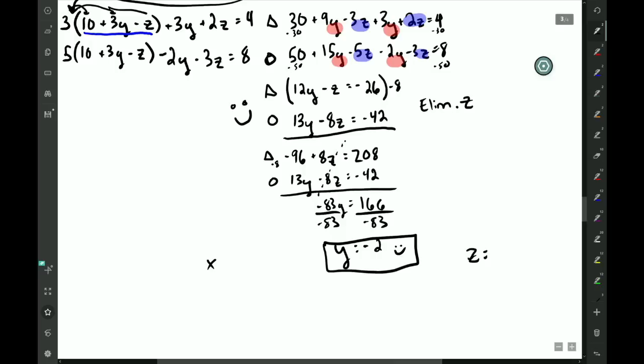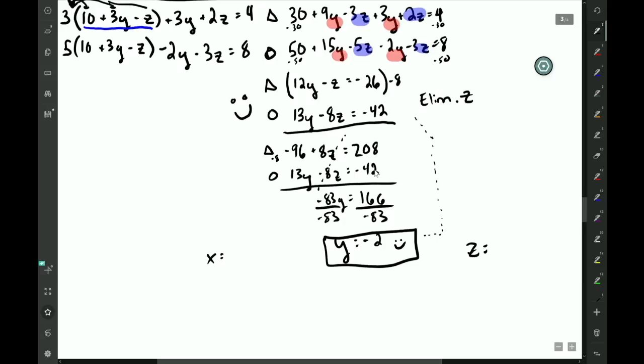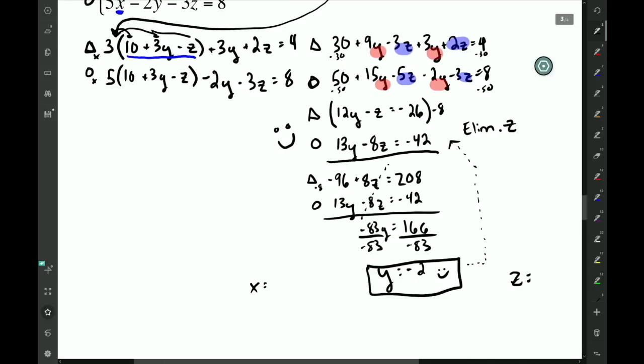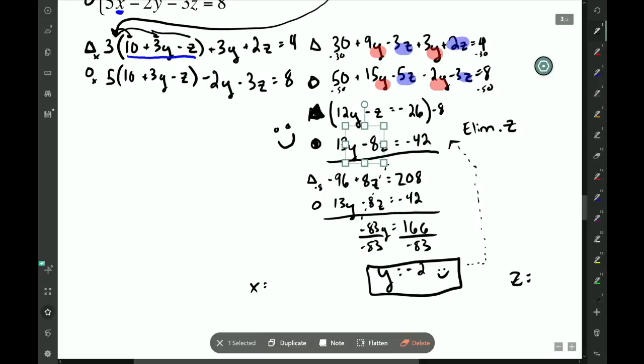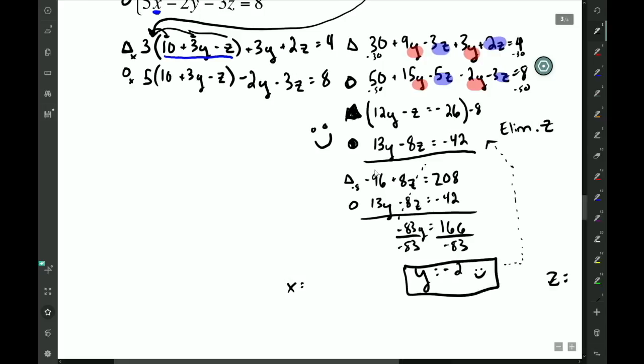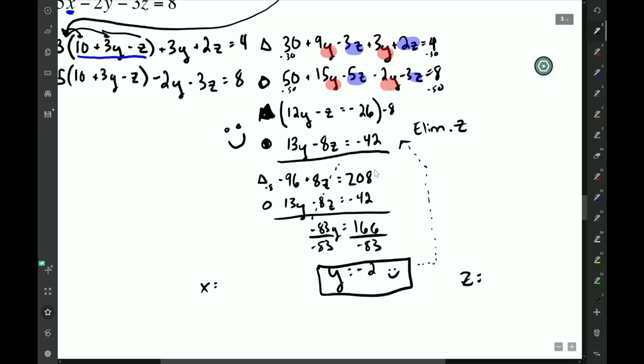If you have one variable, here's the key thing, one variable, we kind of work our way back up, okay? If you know one variable, then we can substitute into an equation with two variables, okay? So, like one of the equations we made before, 12y minus z equals -26. If we substitute it back into that one, we'll find z.